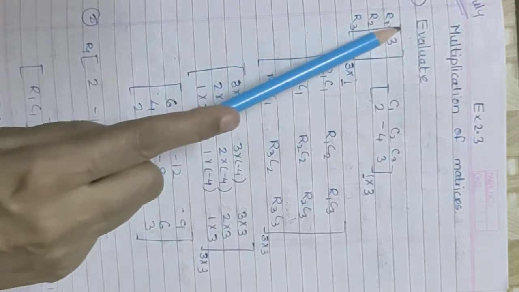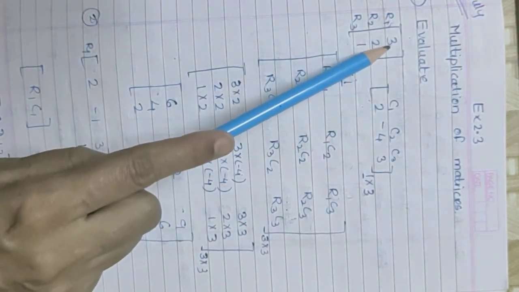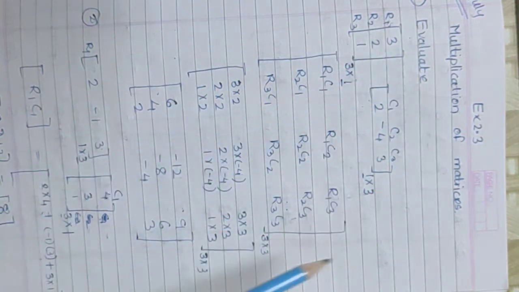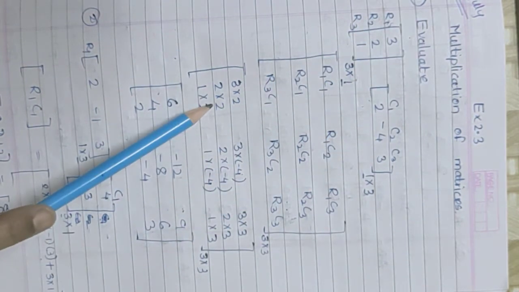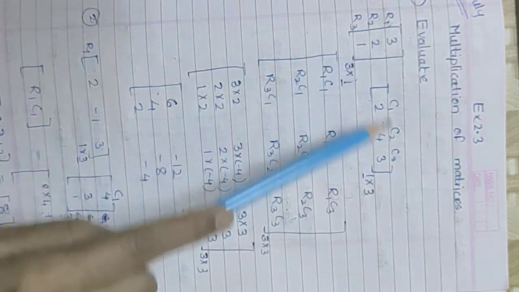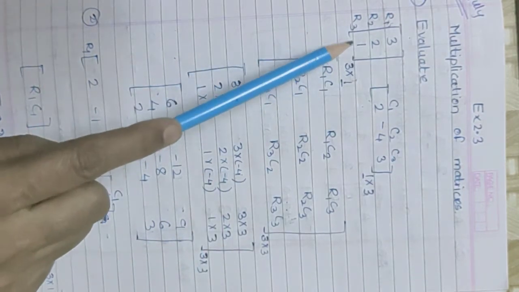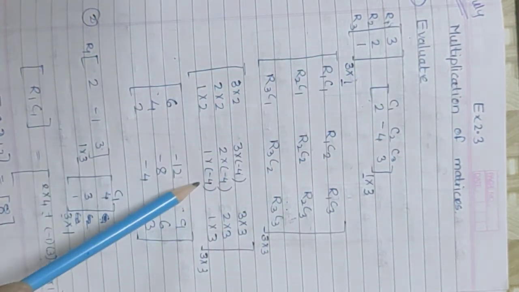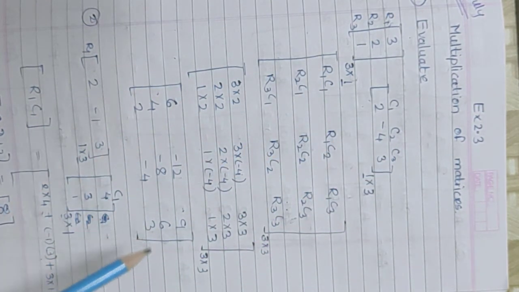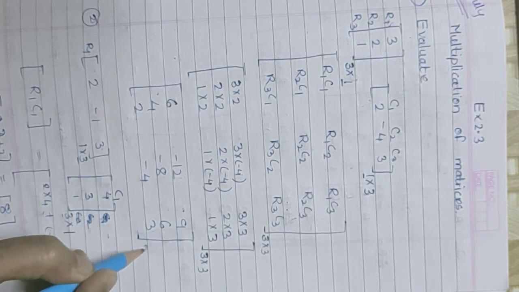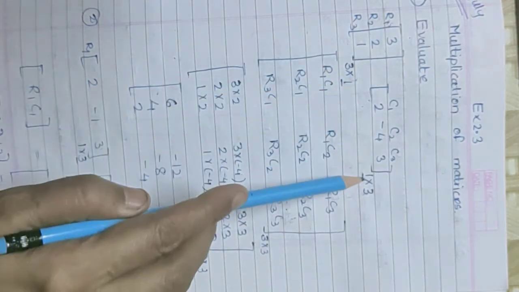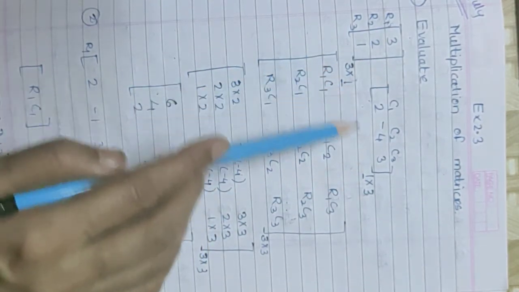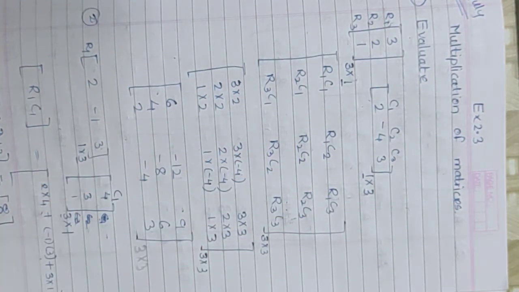Now do the actual multiplication. See here, 3 into 2, 3 into minus 4, 3 into 3. So our first row is completed. Now take the second row: 2 into 2, 2 into minus 4, 2 into 3. Then we'll take the third row: 1 into 2, 1 into minus 4 and 1 into 3. The resulting matrix will be of the order 3 by 3. So always see the order first, then you can do the multiplication. First write down the order of the matrix and then start multiplying, so it will not go wrong.